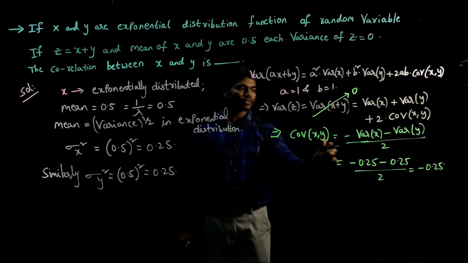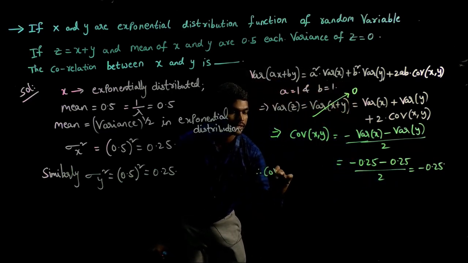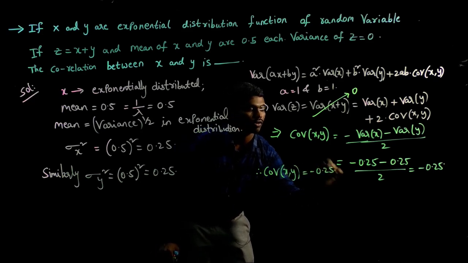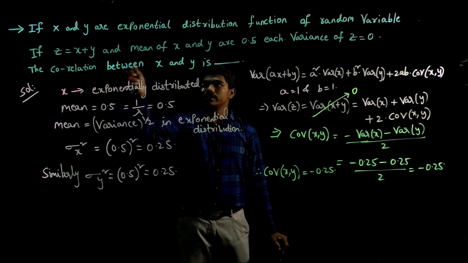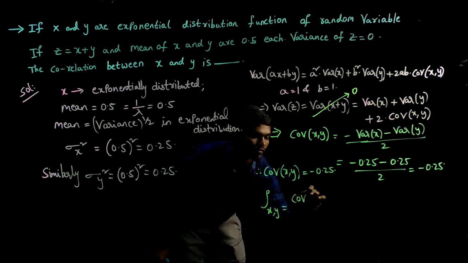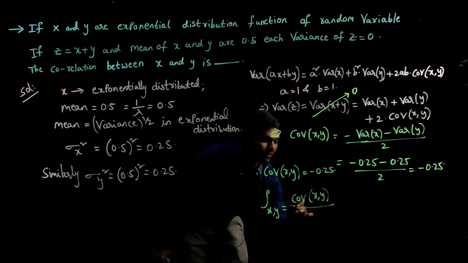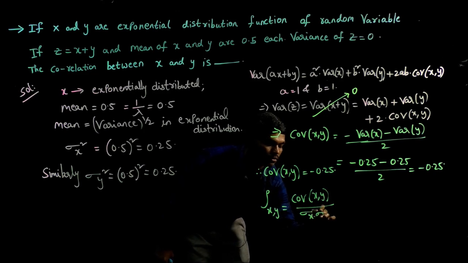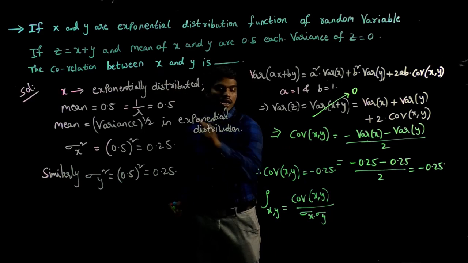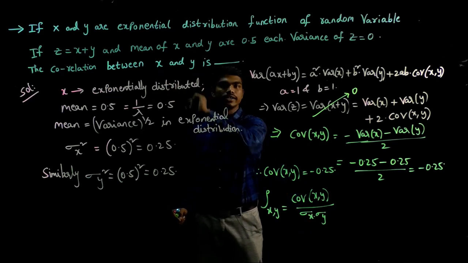So the covariance of x comma y is obtained to be minus 0.25. Now the correlation coefficient between x and y is generally denoted by rho, and rho x comma y is nothing but covariance of x comma y divided by sigma x into sigma y, where sigma x is the standard deviation of the random variable x and sigma y is the standard deviation of the random variable y.